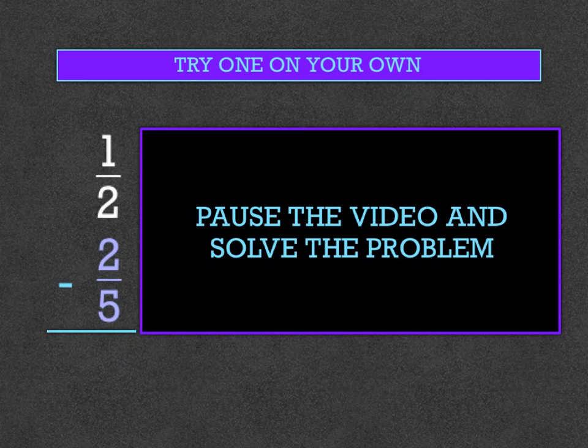Now we're going to try subtracting. We're going to subtract 1/2 minus 2/5. Again, pause the video while you find the least common denominator, change the fractions into equivalent fractions, and then subtract. Unpause the video when you're ready to see the answer.